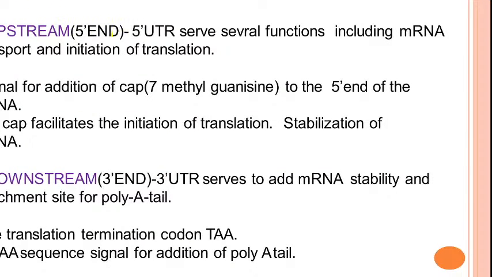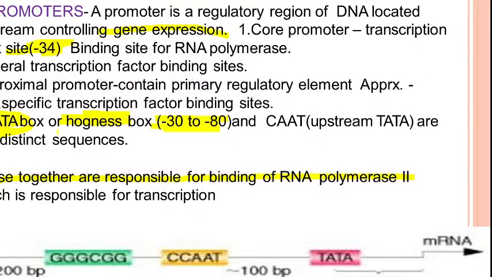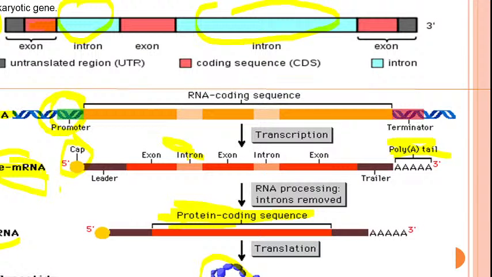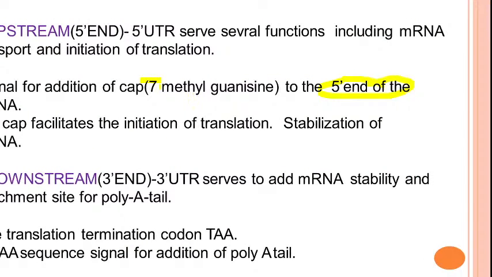So upstream we have the 5' end. The 5' end has several functions including mRNA transport and initiation of translation. So you have to keep one thing in mind, that at the 5' end we have the cap, which is 7-methyl guanine. So this is 7-methyl guanine.